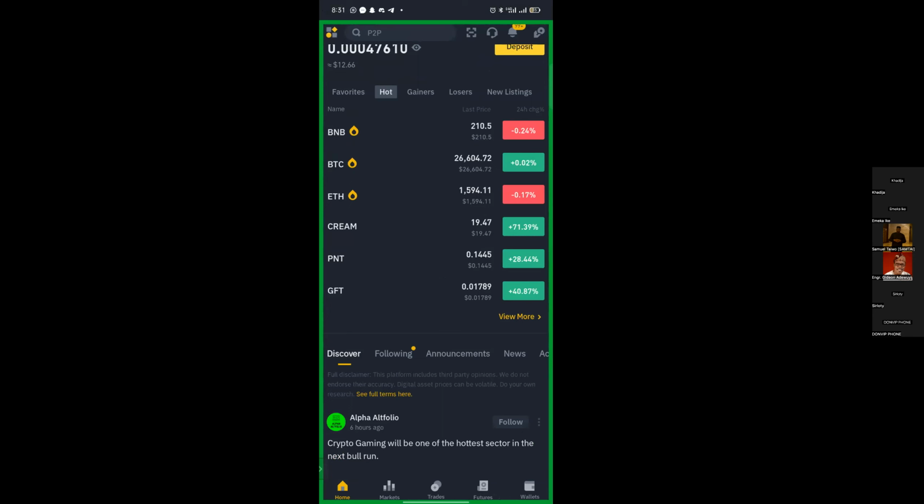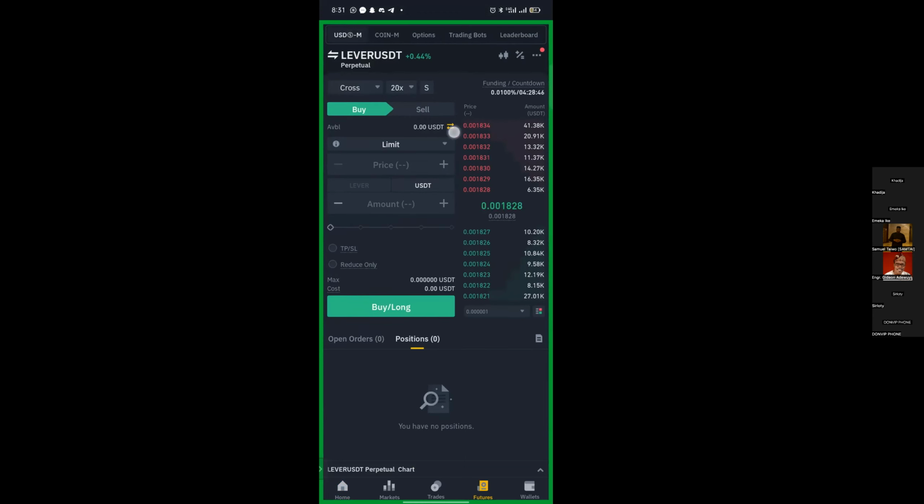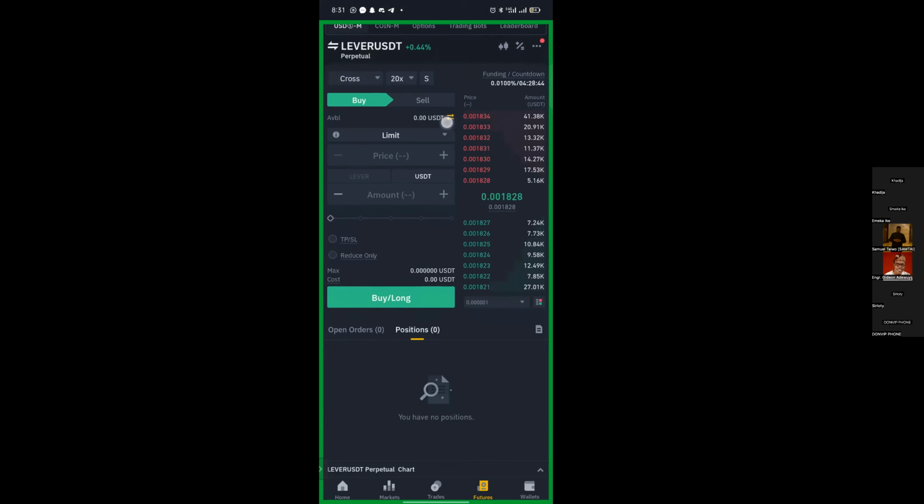So I'm going to click on the futures wallet. Okay, now I'm on the futures wallet. What you are seeing now is the futures wallet, just like we have the spot wallet. And in this section where I'm tapping now, that is our wallet balance.